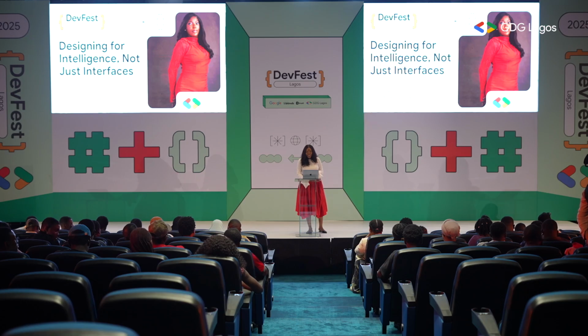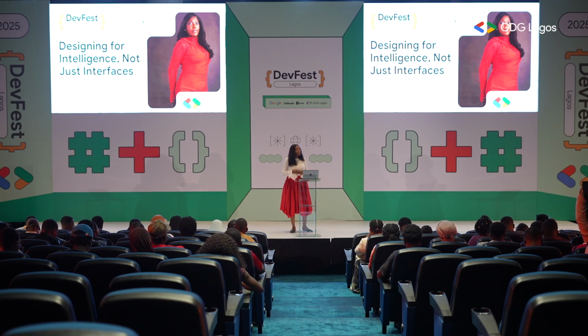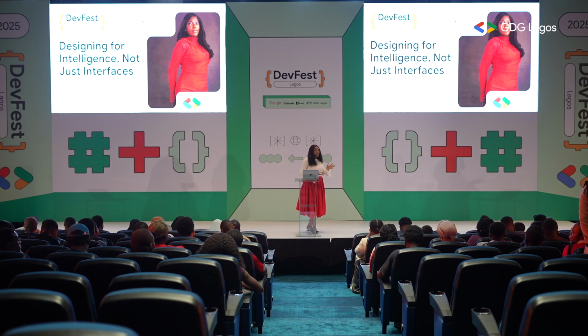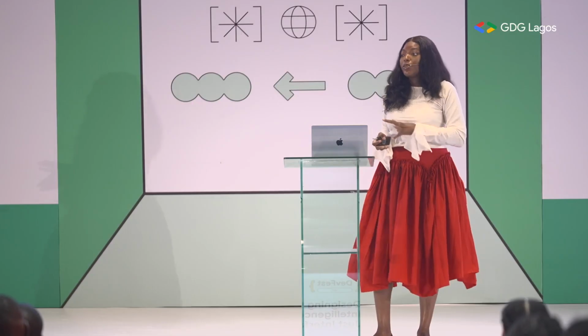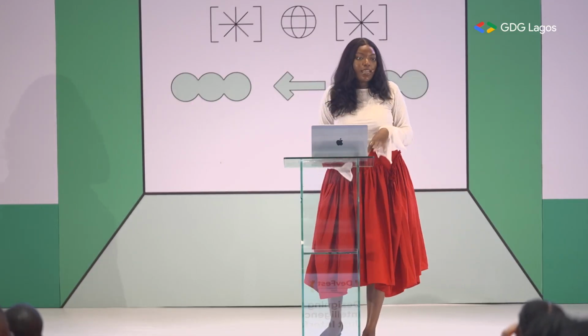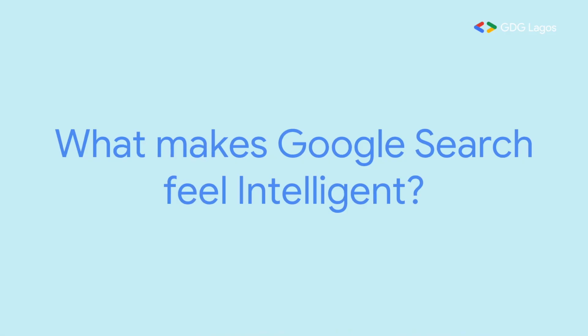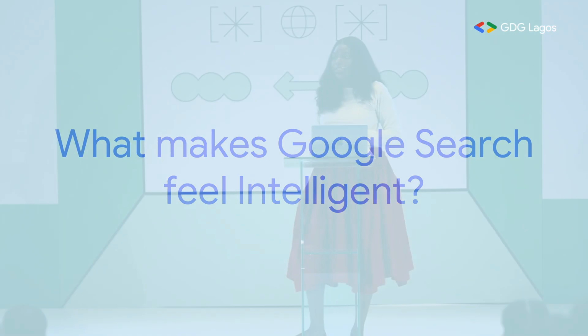So, like I said, we're throwing AI out the window and we're redefining what it means to design with intelligence. When you hear intelligence, do you think AI? Do you think automated processes? What exactly are we focused on today when we say designing with intelligence? So, what makes Google search intelligence?